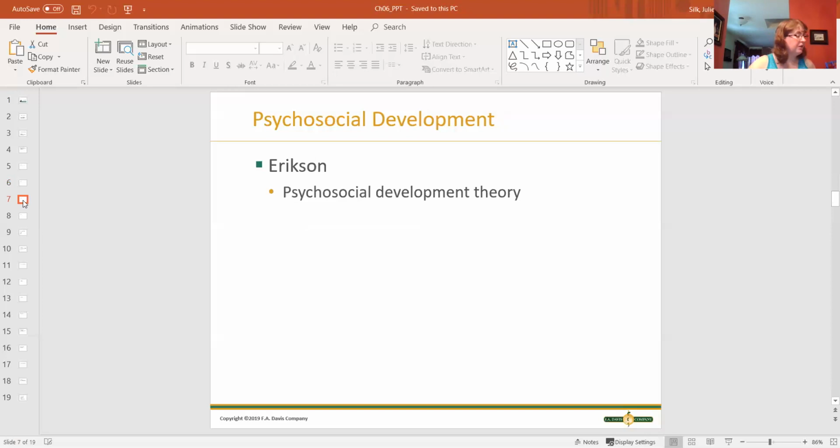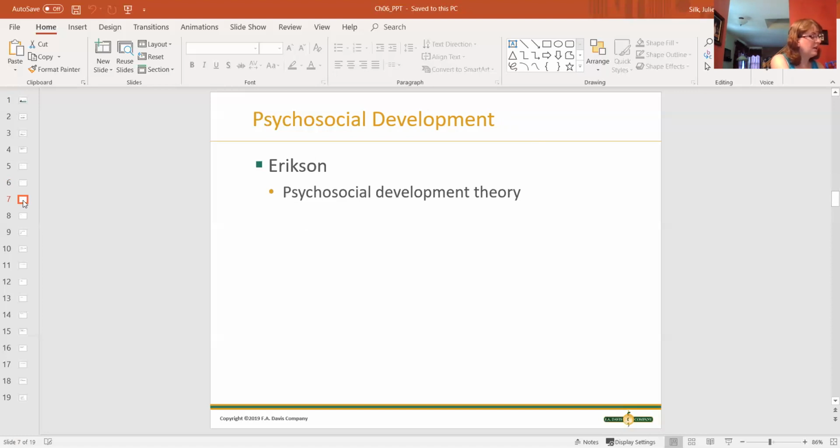Okay, so the next theory is about Erik Erikson. So he had the psychosocial development theory. His theory consists of 8 different stages that address development over the lifespan.